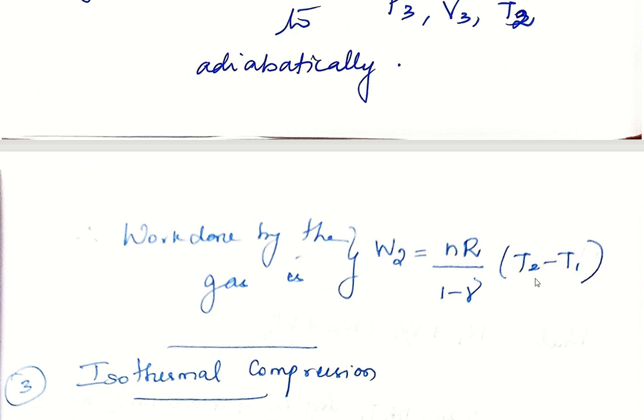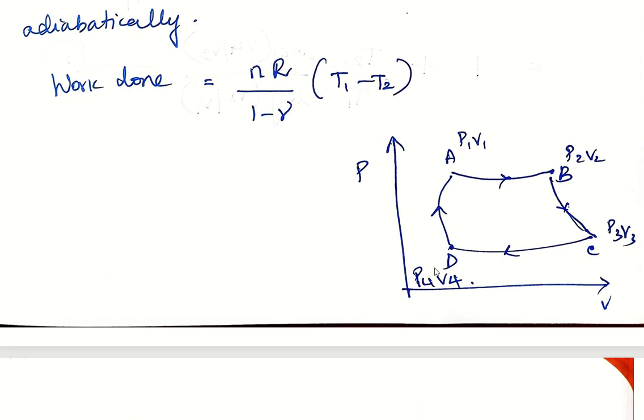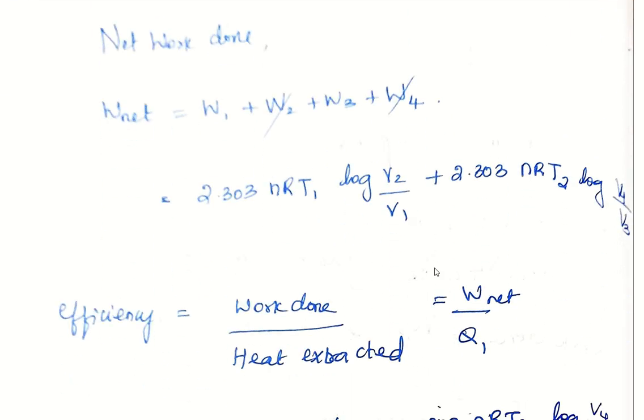Okay, so finally, due to compression it was T1 minus T2. So if we replace this term as T1 minus T2, automatically this will become a negative sign here, and therefore W2 and W4 will get cancelled. They are opposite to each other. Now we can write down the net work done by adding the work done by the isothermal expansion and the work done by the isothermal compression.